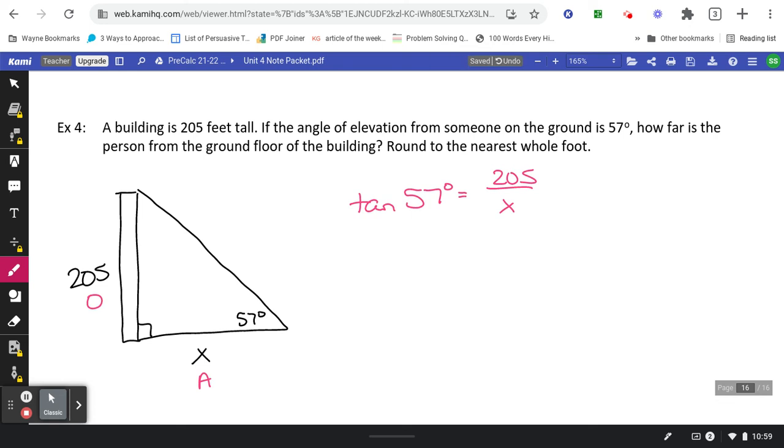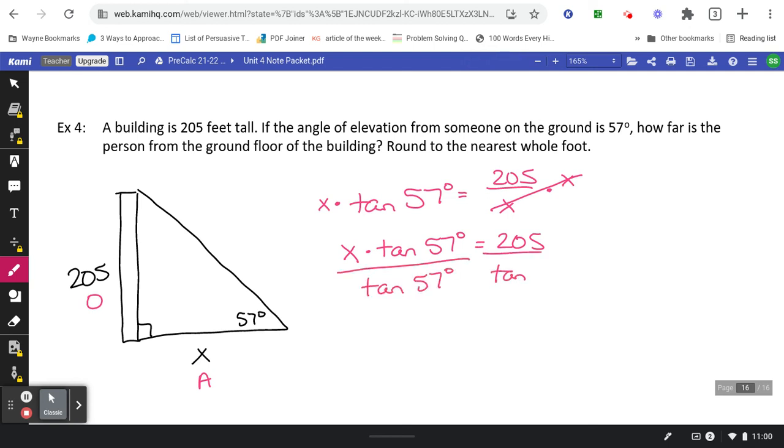For this problem, we have the x in the denominator. We don't want that. So the first thing we're going to do is multiply both sides by x so that the x is no longer in the denominator position. Then in order to get x by itself, we need to divide by the tangent of 57 degrees. So that way those two cancel out completely, leaving you x equals.